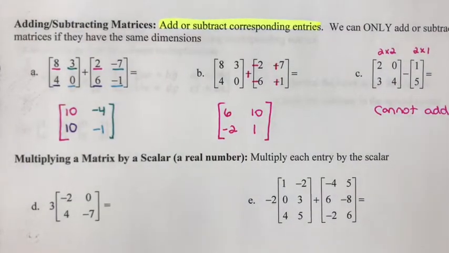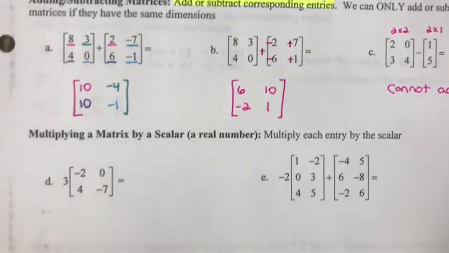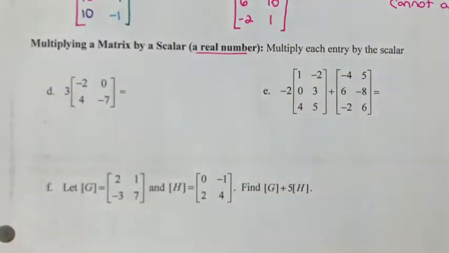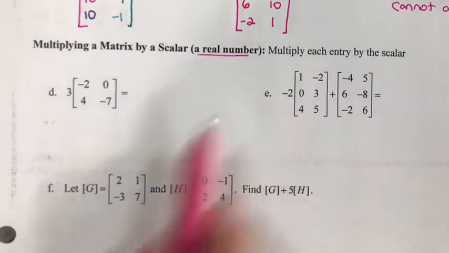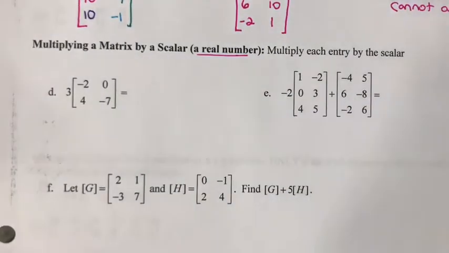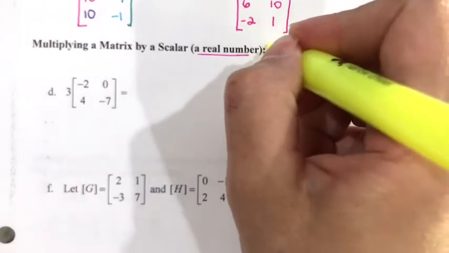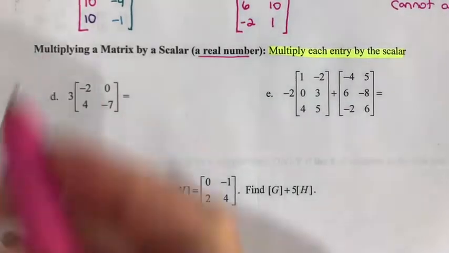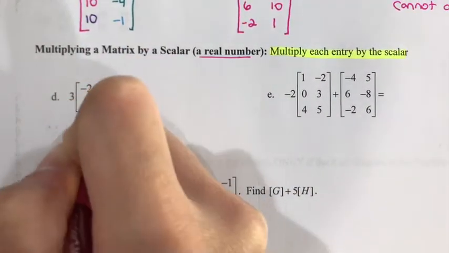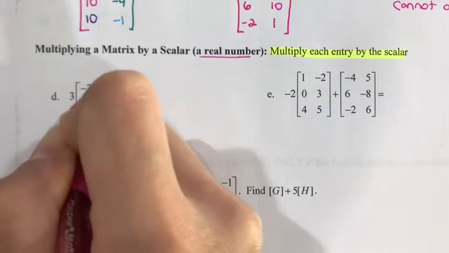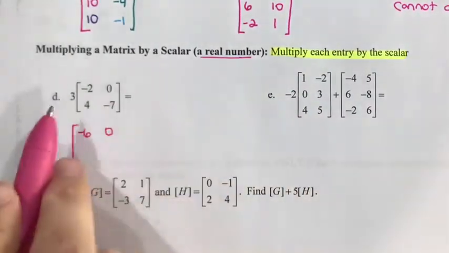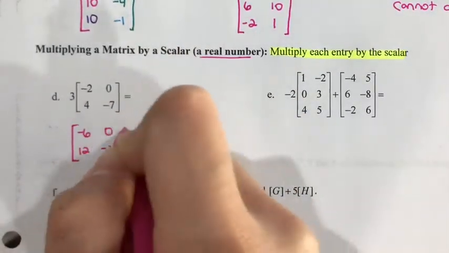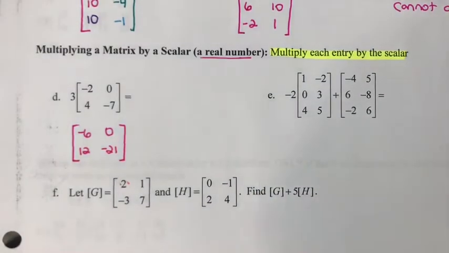Okay. So our next type of problem is multiplying a matrix by a scalar. A scalar is just a number, okay, a real number sitting in the front. And essentially what we're doing here is we're distributing, okay? So you're multiplying each entry by the scalar, and that's it. Okay? So let's go ahead and do this first one together. So I've got 3 times -2, 3 times 0, 3 times 4, and 3 times -7. Okay, and that's all there is to it.